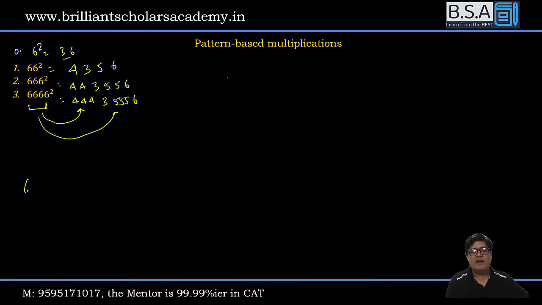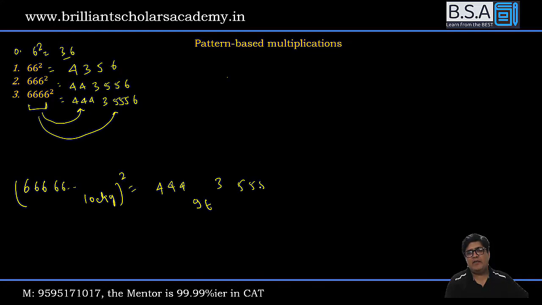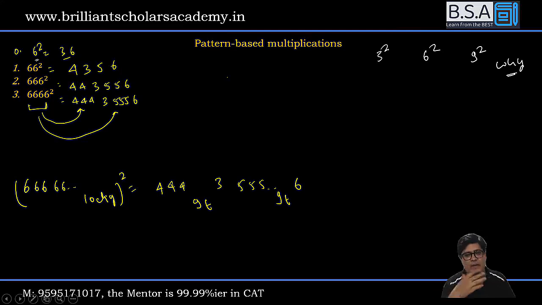If you have, let us say, 10 digits, 1, 2, 3, 4, 5 and so on, and you perform a square, it will have 4, 4, 4, nine times, then 3, then 5, 5, 5, nine times, and then 6. It's a universal pattern for 3, 6, and 9. This pattern is unique to the square of 3, the square of 6, and the square of 9. I want you to ask your friends or anybody else you know preparing for CAT, why does it work for these numbers only?